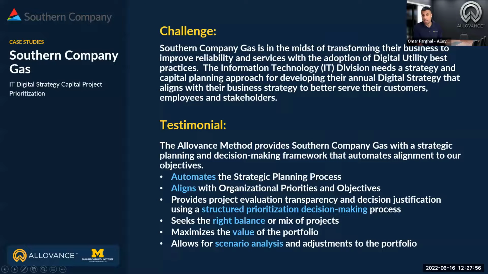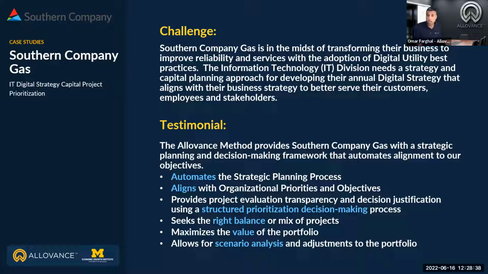The next case study that I want to talk about is with Southern Company Gas. And one of our decision coaches, Mark Efimoff, who is on the call, is leading this engagement. So Southern Company is a big utility company, and they are in the midst of transforming their business to adopt digital utility best practices. So basically, the IT division of Southern Company needs a strategy. They need a capital planning approach to help them develop this digital strategy, but also align it with their overall business strategy so that they can better serve their customers, their employees, and their stakeholders.